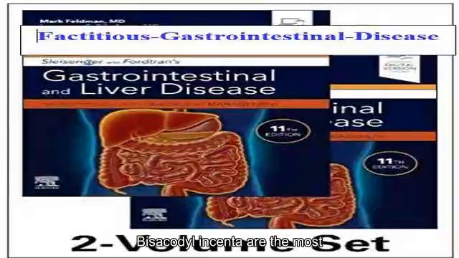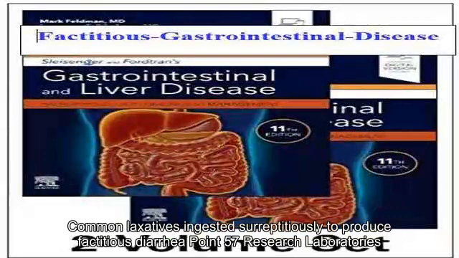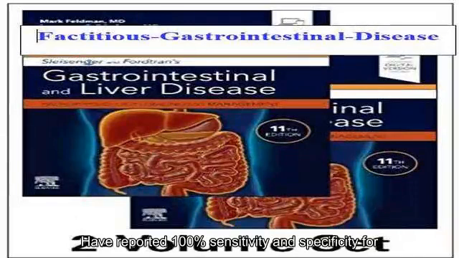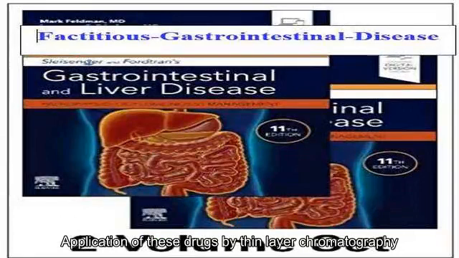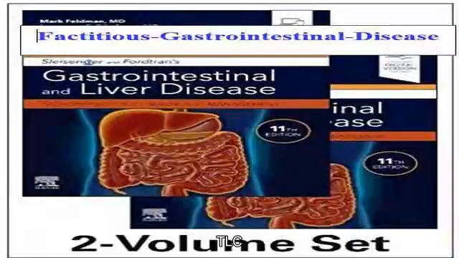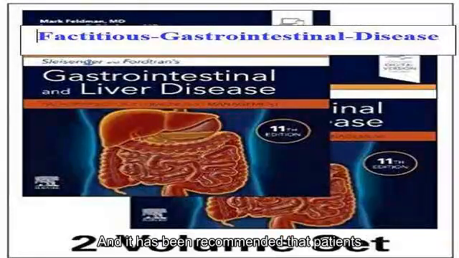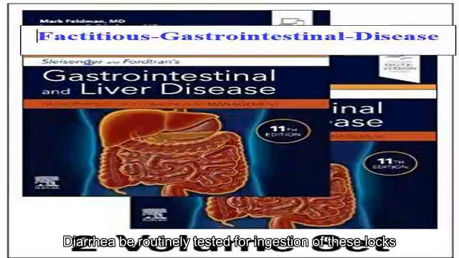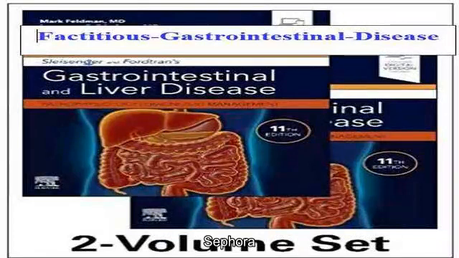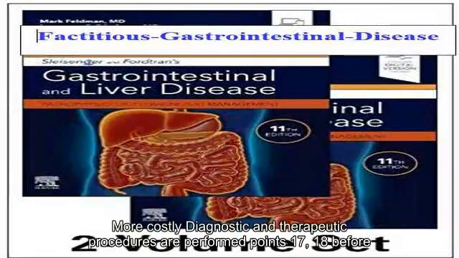Bisacodyl and senna are the most common laxatives ingested surreptitiously to produce factitious diarrhea. Research laboratories have reported 100% sensitivity and specificity for identification of these drugs by thin layer chromatography, TLC, of urine, and it has been recommended that patients with idiopathic diarrhea be routinely tested for ingestion of these laxatives before invasive or costly diagnostic and therapeutic procedures are performed.